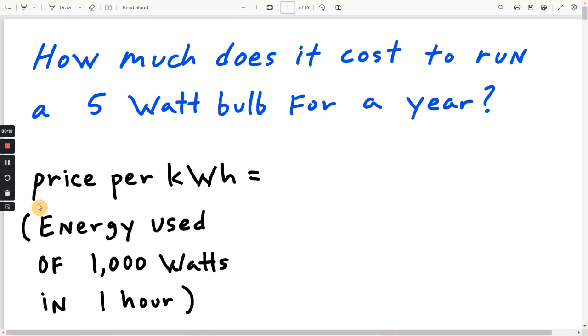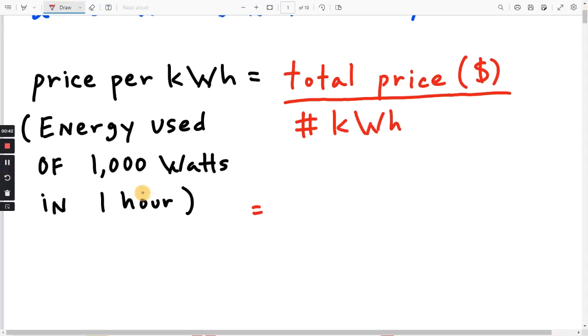So the first question we want to answer is how much is the price per kilowatt hour? kWh stands for kilowatt hour, and that represents the energy used of 1,000 watts over a period of 1 hour. This is how it's listed on the electric bill, so that's what I'm going to use. In order to do that, I'm going to look on my electric bill for the total price in dollars and divide that by the number of kilowatt hours used.